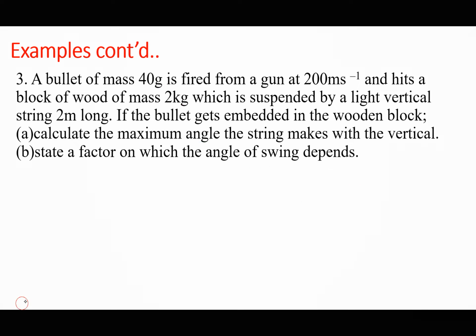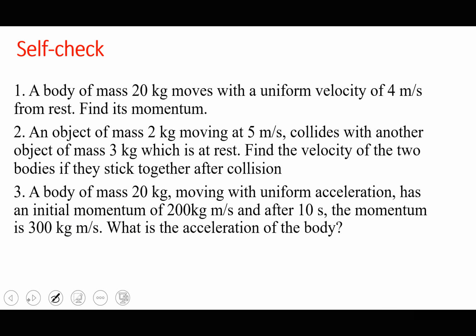Okay, so finally I have given a self-check, which is just a reflection of what we have just been covering all along. You can always pause the video and start practicing. A board of mass 20 kilograms moves with a uniform velocity of 4 meters per second. Calculate the momentum. Remember, always write the formula. Momentum is mass times velocity, and then you substitute.